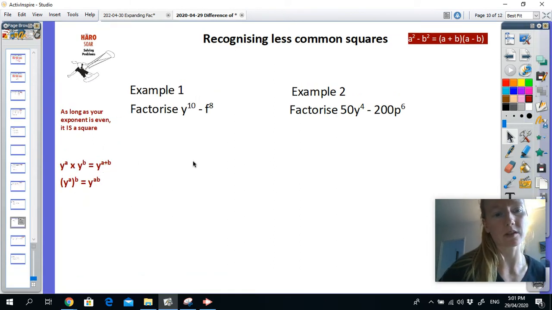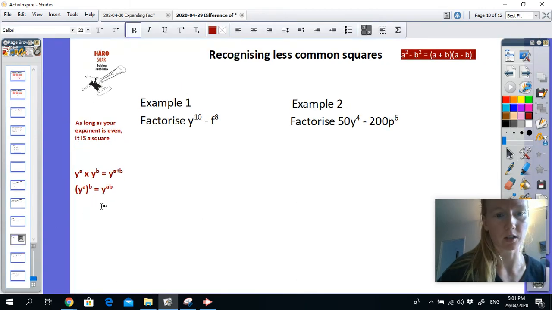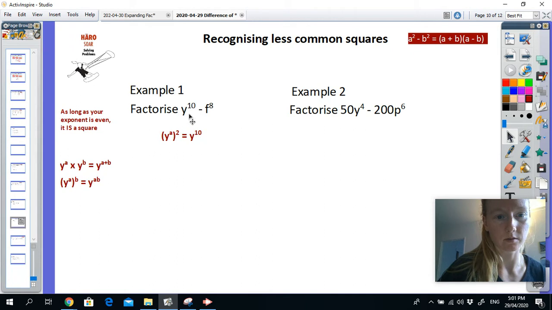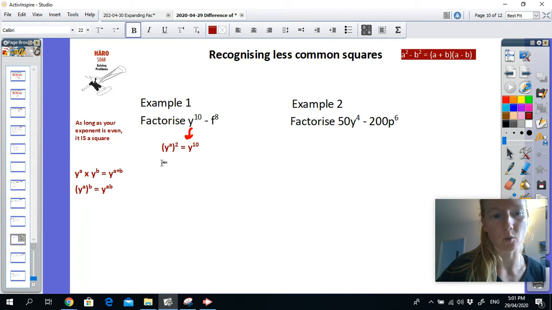So when we're square rooting, if we look at square rooting y to the power of 10, we're looking to find something, that power of a, that when we square it, we get y to the power of 10. So that's the first one that we're looking at here. Okay, we want something squared equals y to the power of 10. So going back to this rule here, we know that those two, a and 2, need to multiply to make 10.